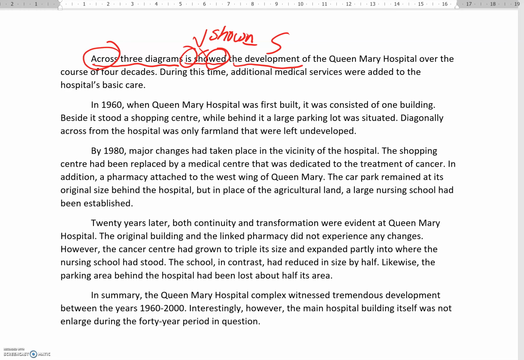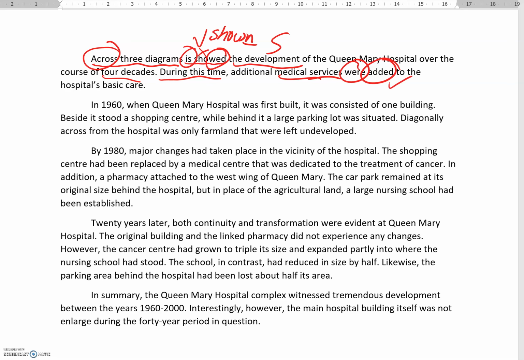Okay, next sentence. During this time, additional medical services were added to the hospital's basic care. Well, during this time tells us that it's in the past, okay, from the previous 4 decades. And so we have the verb to be in the past, were, right? Were agrees with medical services in the plural. That's good. And then we have added, which is the regular form of the past participle, ed, right? So that's fine.